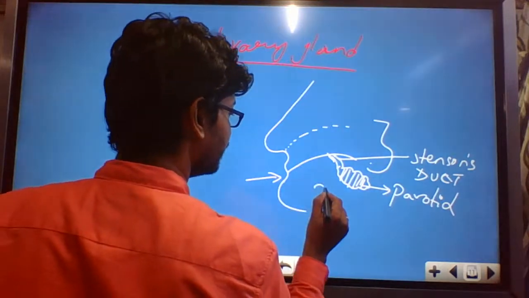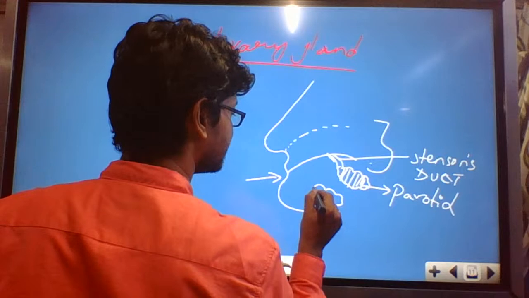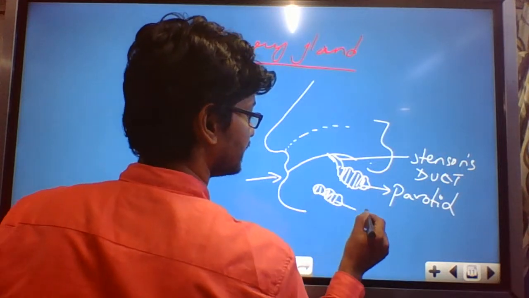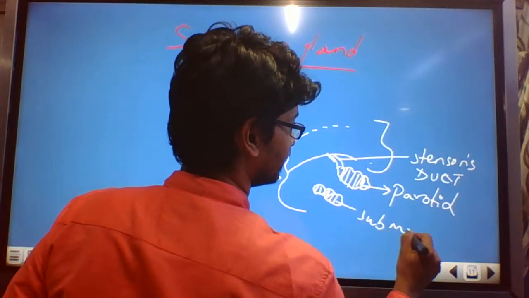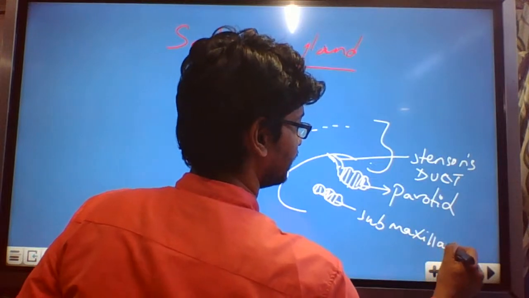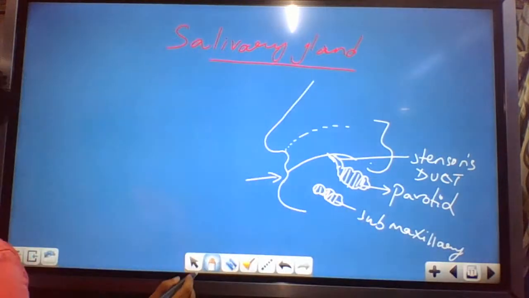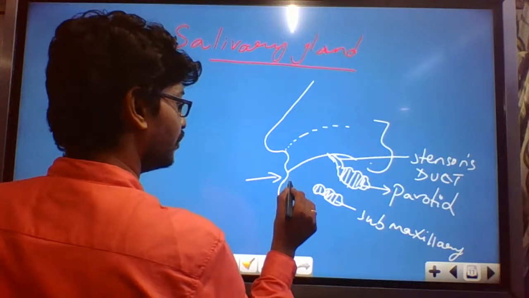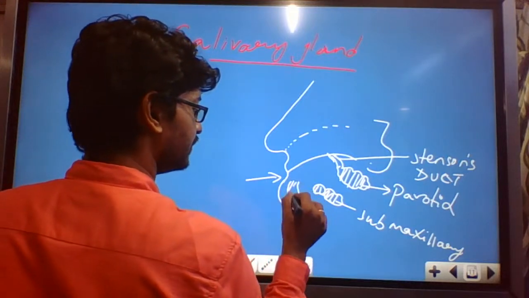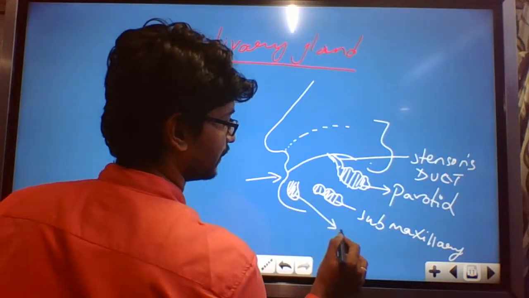The next salivary gland is the submaxillary gland. And the third gland, close to this, is something called the sublingual gland.